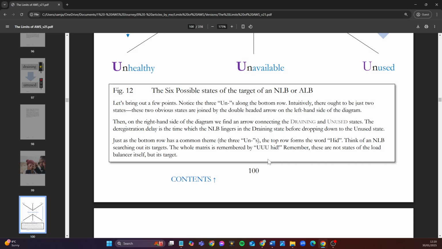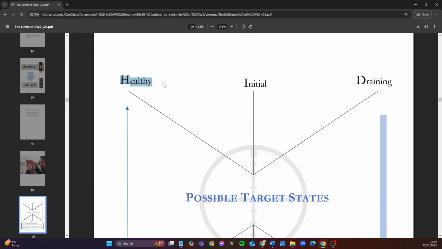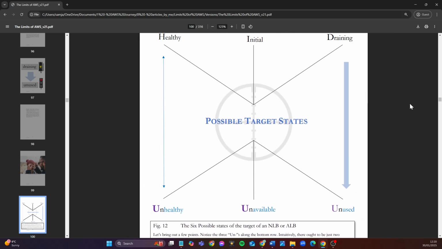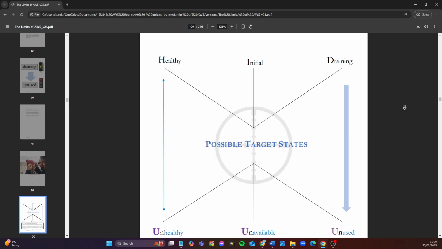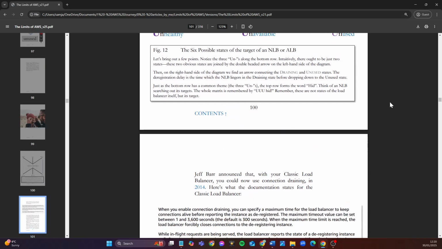Notice the 3 uns along the bottom row. Intuitively, there ought to be just 2 states. I mean, if you think about it, why do we have all these? Now, the 2 obvious states are joined by the double-headed arrow on the left side of the diagram. Healthy and unhealthy. It's obvious why we need those states. Healthy and unhealthy, and they're on the left side here.